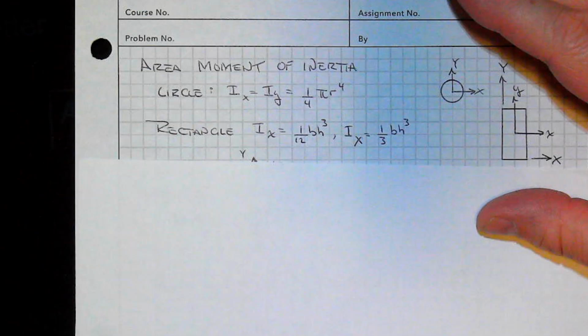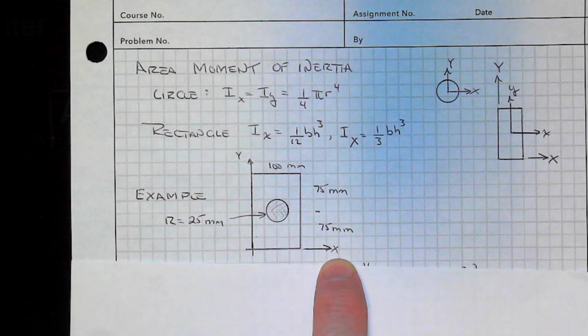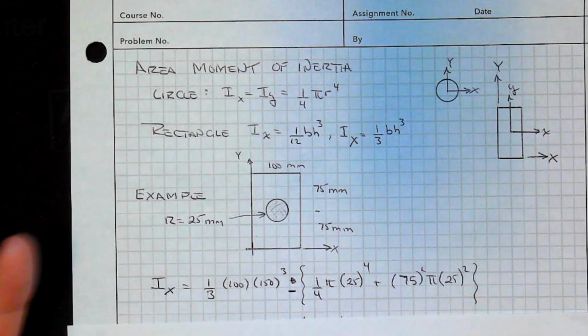So your book would have this. Here's a circle. If you look at x and y, the shape is symmetrical relative to them. So Ix and Iy should produce the same result, and in fact they do. So it's right here, 1/4 pi r to the fourth.